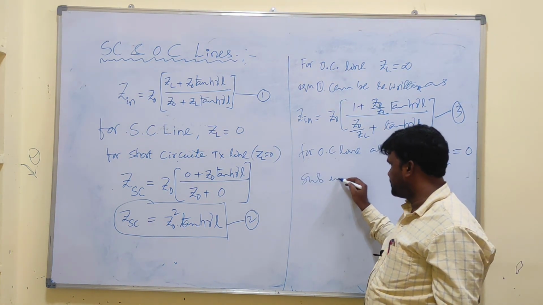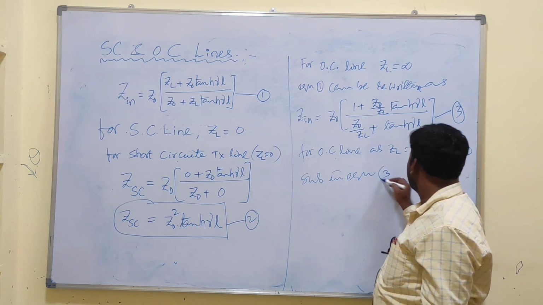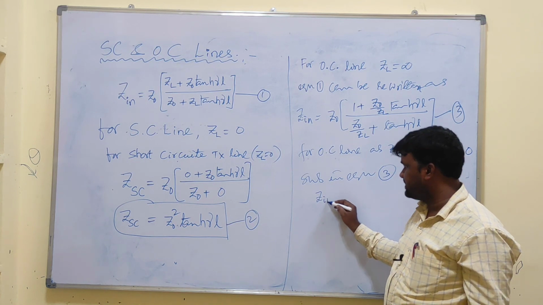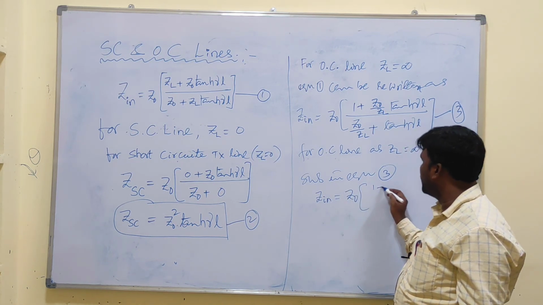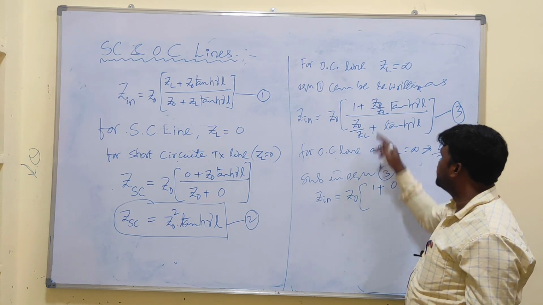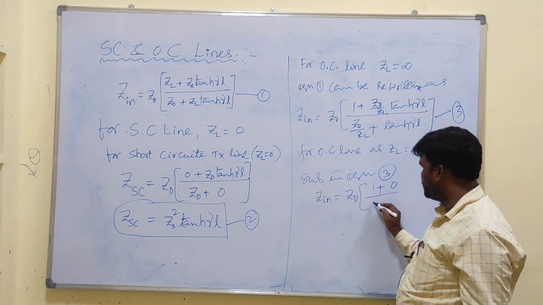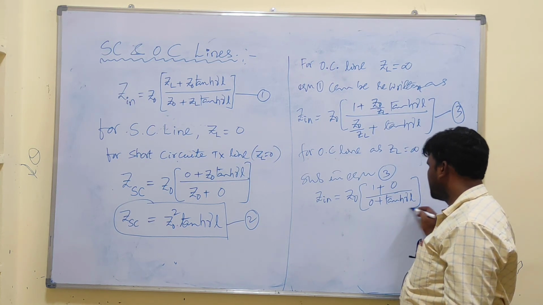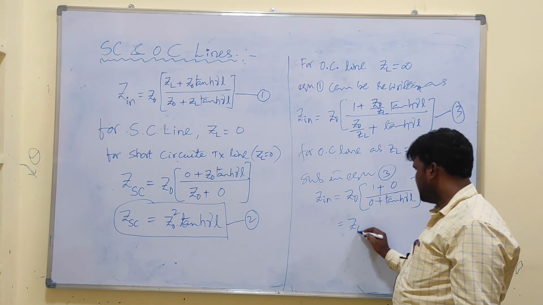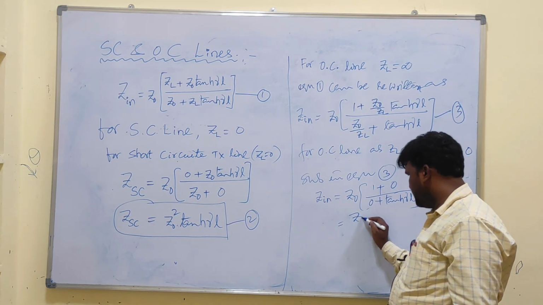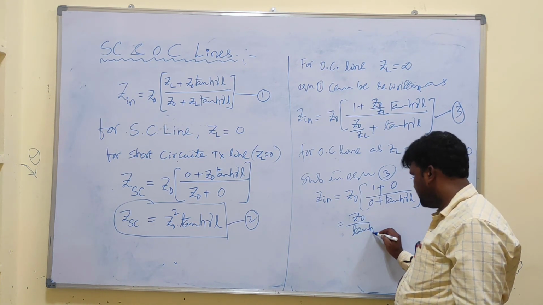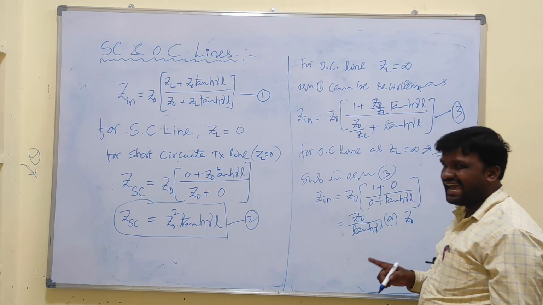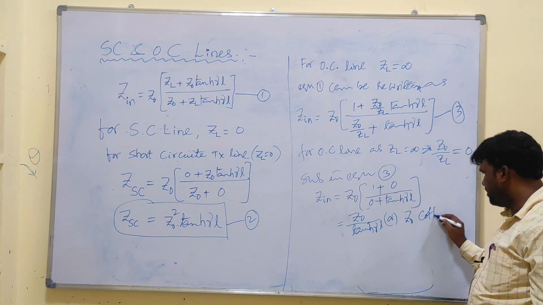Substitute Z0 by ZL as 0 in equation 3. You will get Zin as Z0 into 1 plus 0 into something, 0, and in the denominator 0 plus tanh gamma L. That means we got this as Z0 by tanh gamma L, or it is equivalent to Z0 into 1 by tanh, which is nothing but coth gamma L.